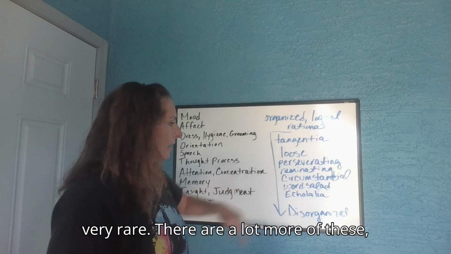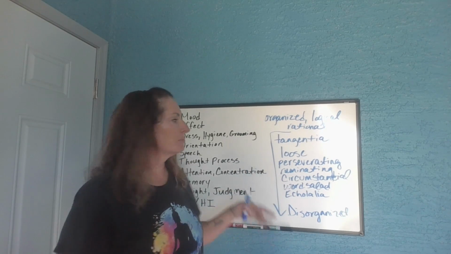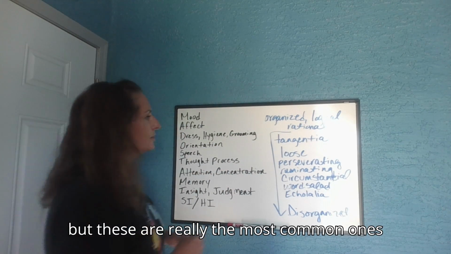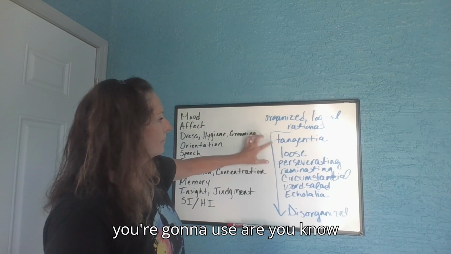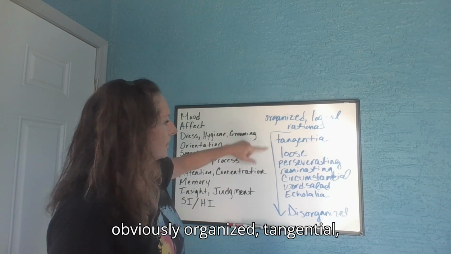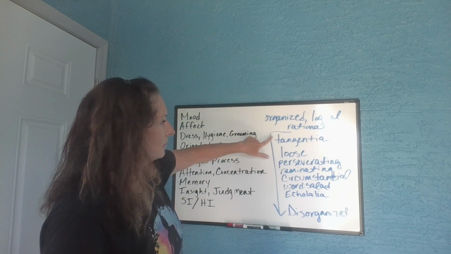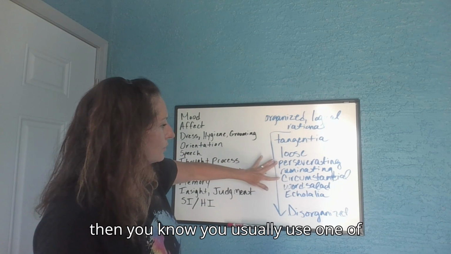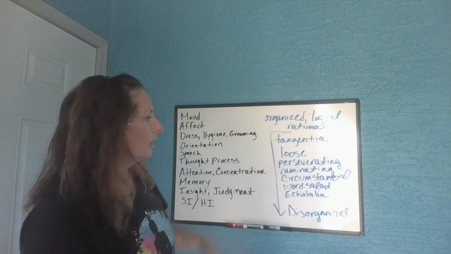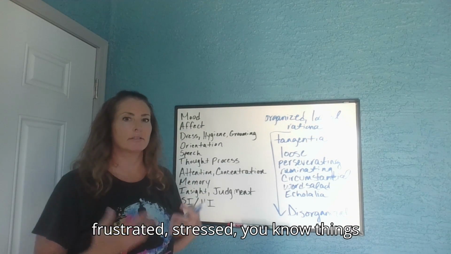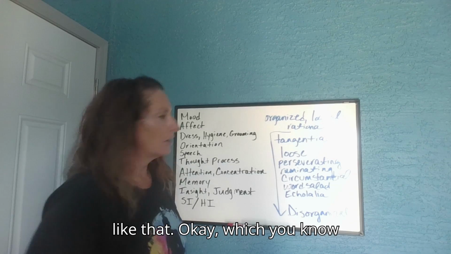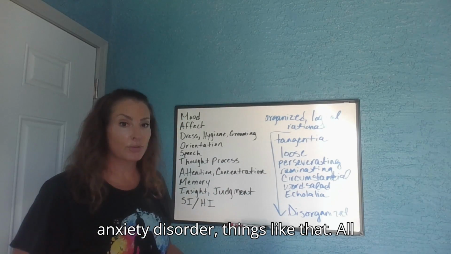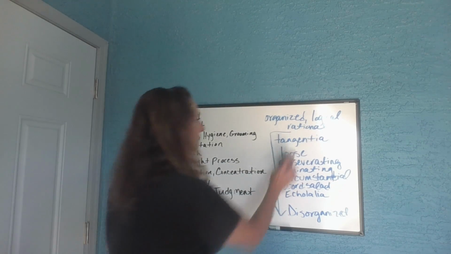Again, very rare. There are a lot more of these, but these are really the most common ones you're going to use: obviously organized, tangential is the second most common, loose. And then you usually use one of these when people are frustrated, stressed, things like that. Okay. Which, anxiety disorder, things like that. All right.